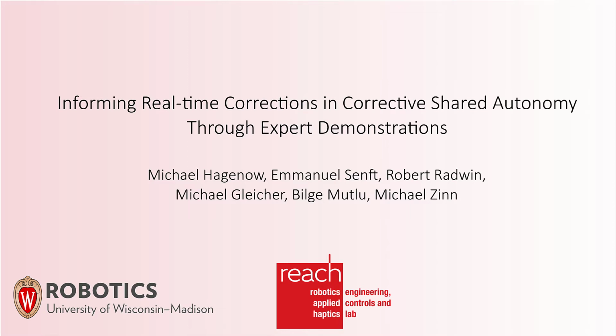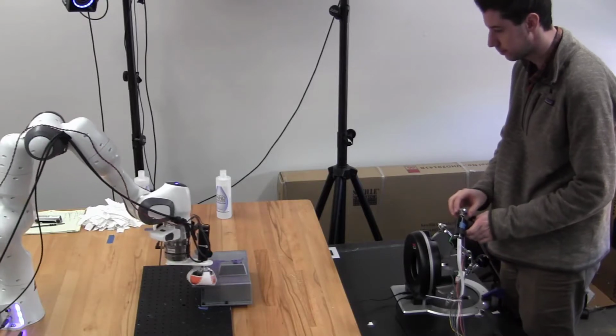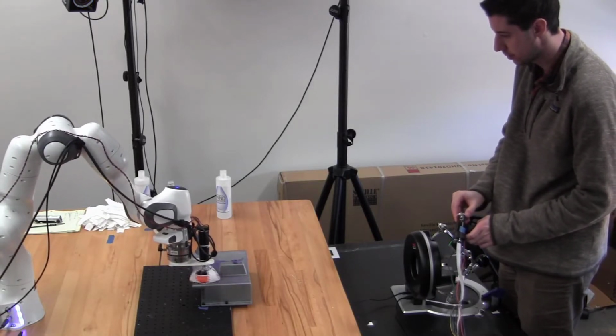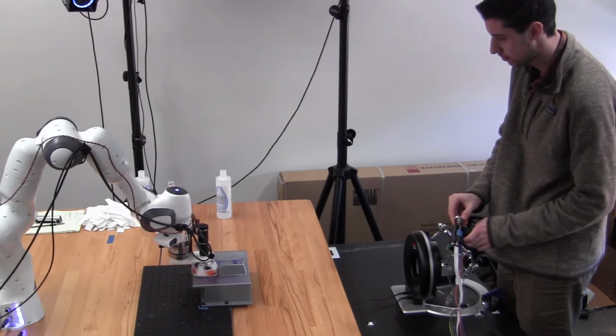Corrective shared autonomy is a method where human corrections are layered on top of an autonomous robot behavior. For example, in this cleaning task, the operator provides corrections to variables such as applied force and tool speed to clean paint off of a surface.